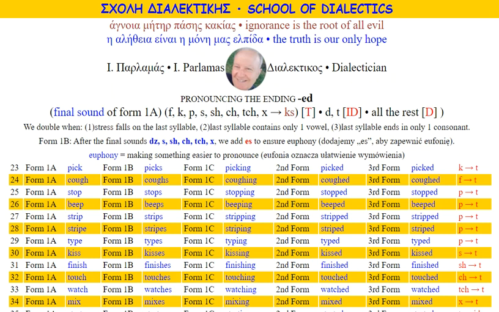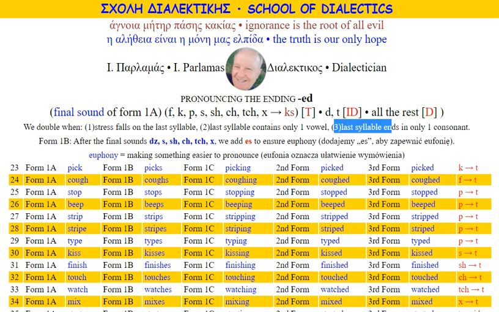But stripe, they don't, because the last syllable ends in E. So the third condition breaks. The last syllable must end in only one consonant, but it ends in a vowel, okay? So the third condition here breaks.